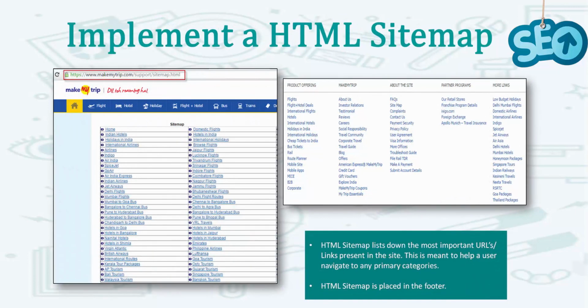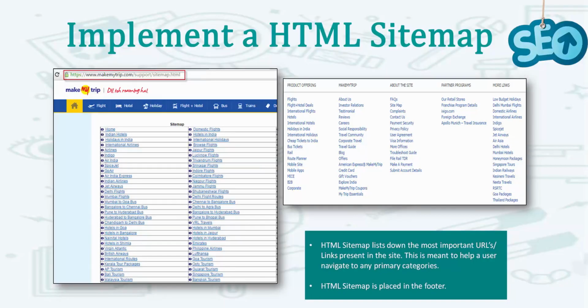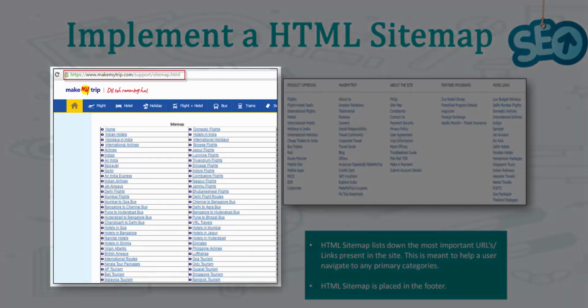Then an HTML sitemap. Your site has been structured and you have a lot of categories. Within those categories, you will have a lot of subcategories. So all those categories and subcategories need to be implemented in the HTML sitemap. It lists down all important links present in the site, primarily the primary pages.